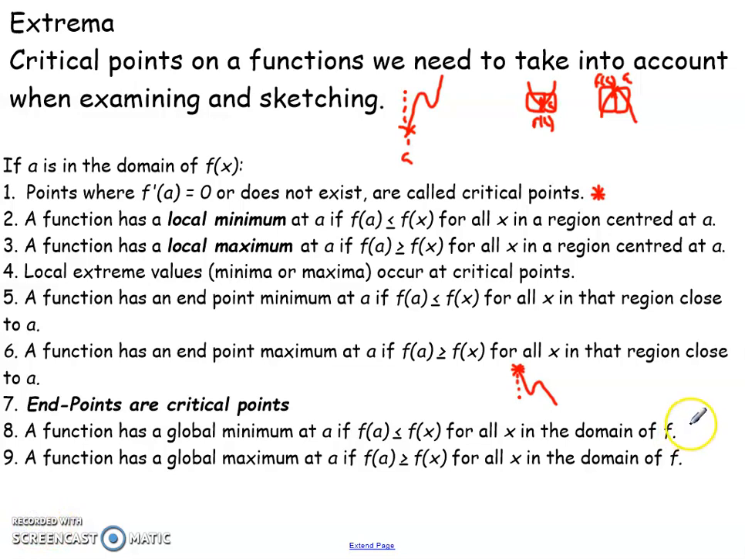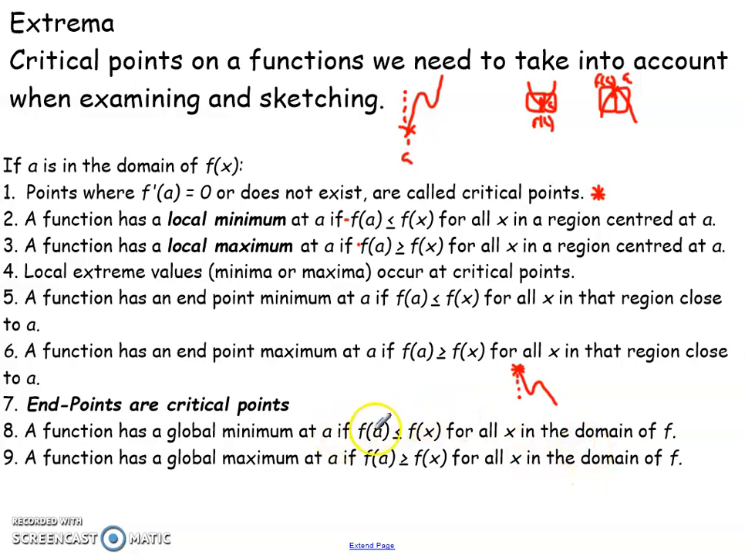The last two look at maxima and minima, but look at what's called global maxima and global minima. Now we mentioned earlier locals, so within that region or throughout the area that we are looking at, but the function has a global maxima or a global minima if it follows these same rules here, but it's for all x in the domain of f.